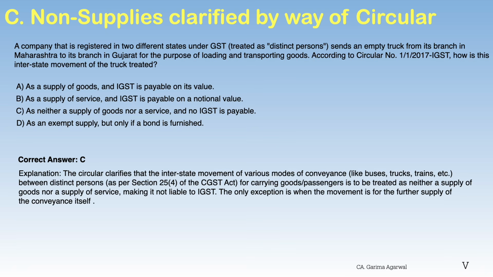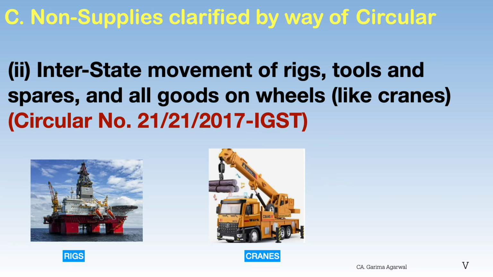The circular clarifies that the interstate movement of various modes of conveyance like bus, truck, trains, etc. between distinct persons for carrying goods and passengers is to be treated as neither a supply of goods nor a supply of service, making it not liable to IGST. The only exception is when the movement is for the further supply of the conveyance itself. Now let's discuss the second circular, that is circular number 21/2017 IGST.